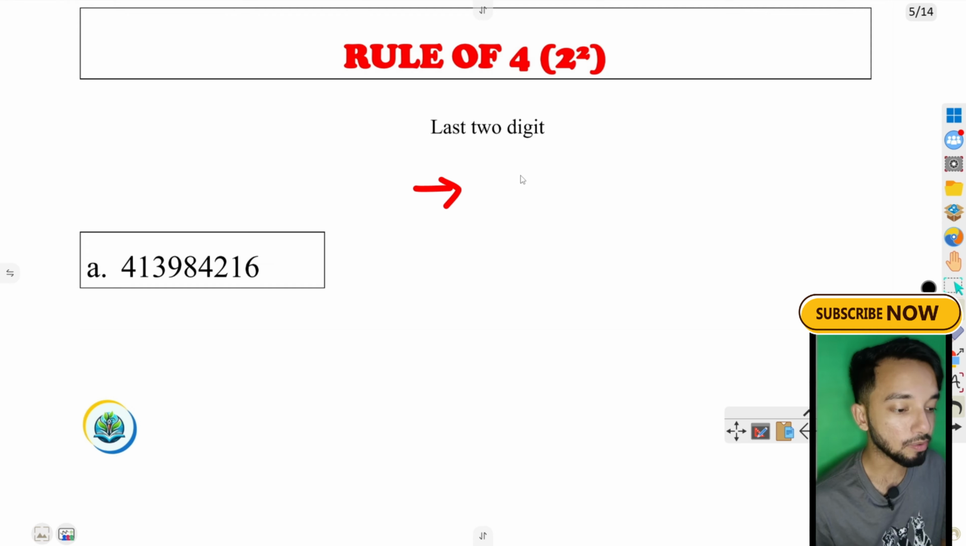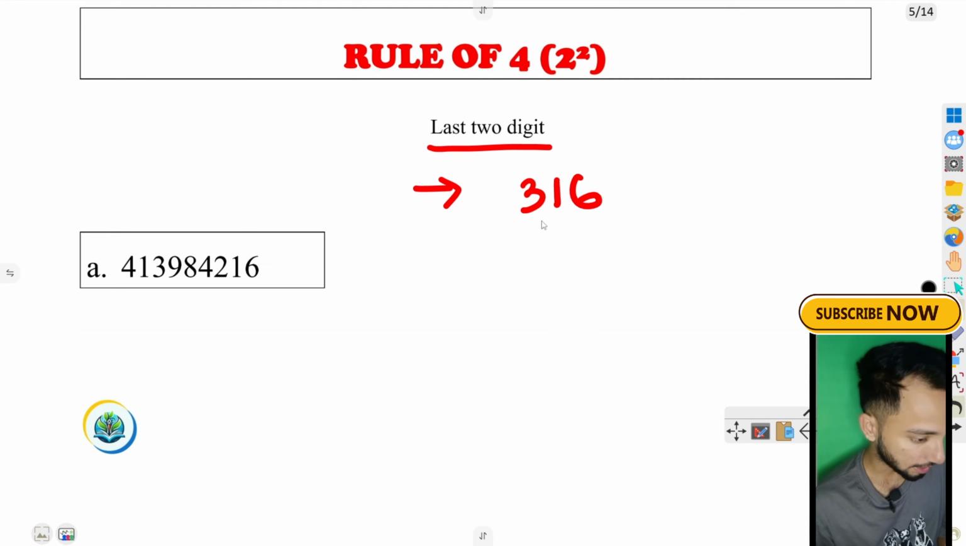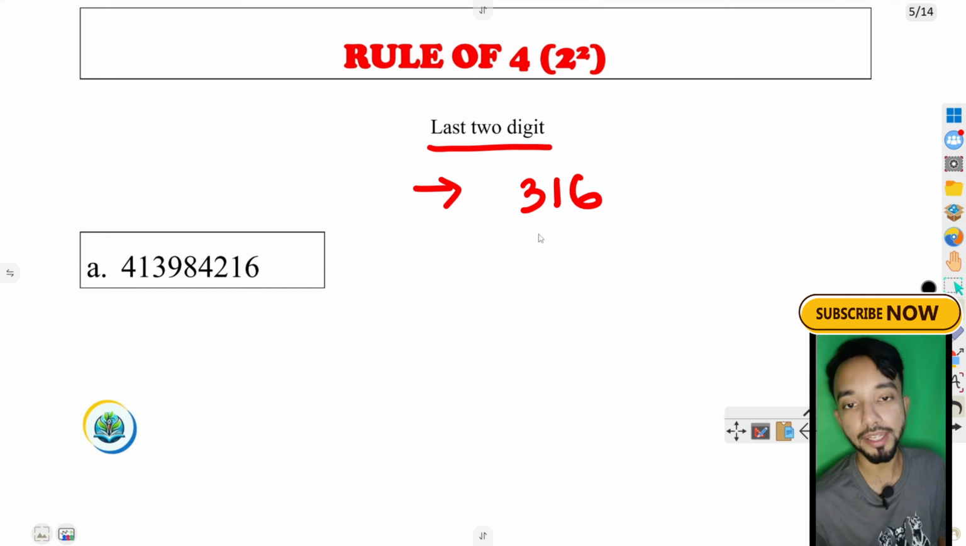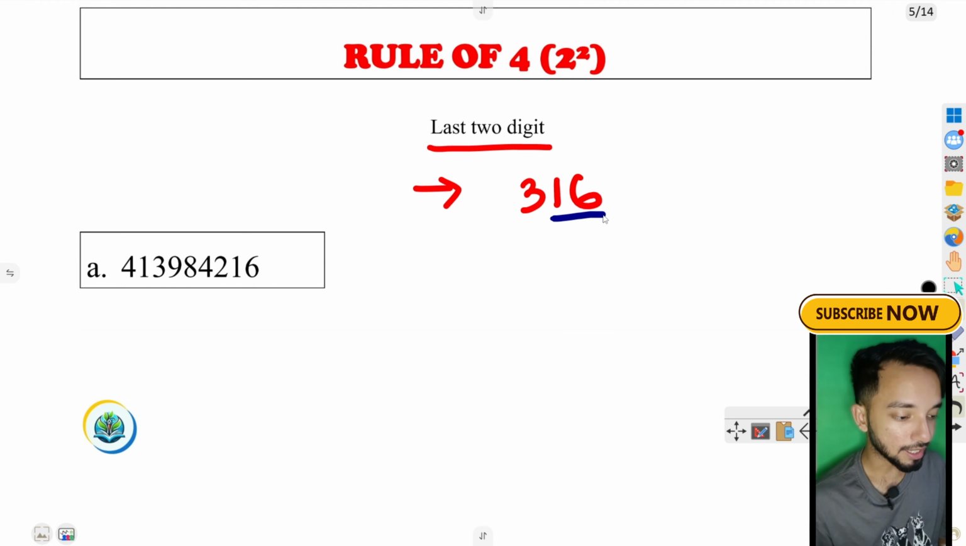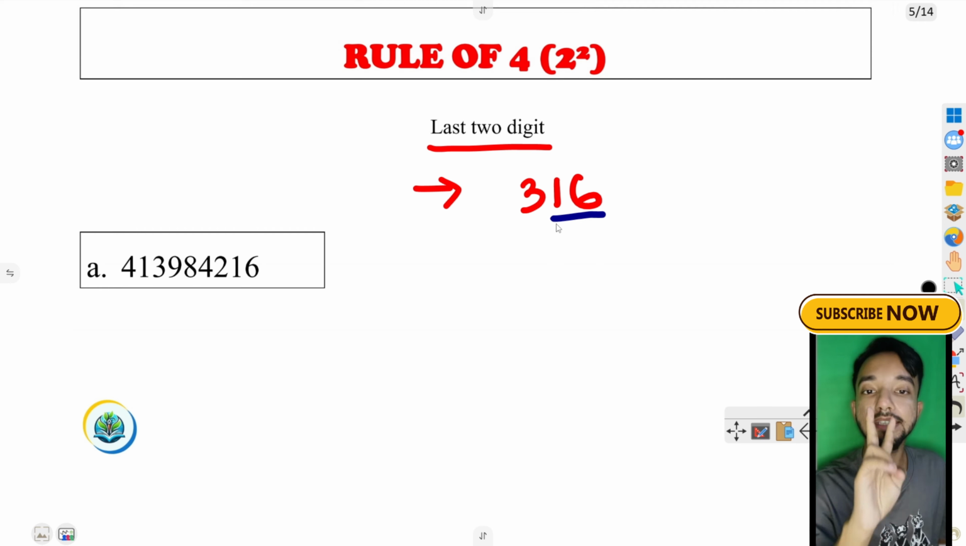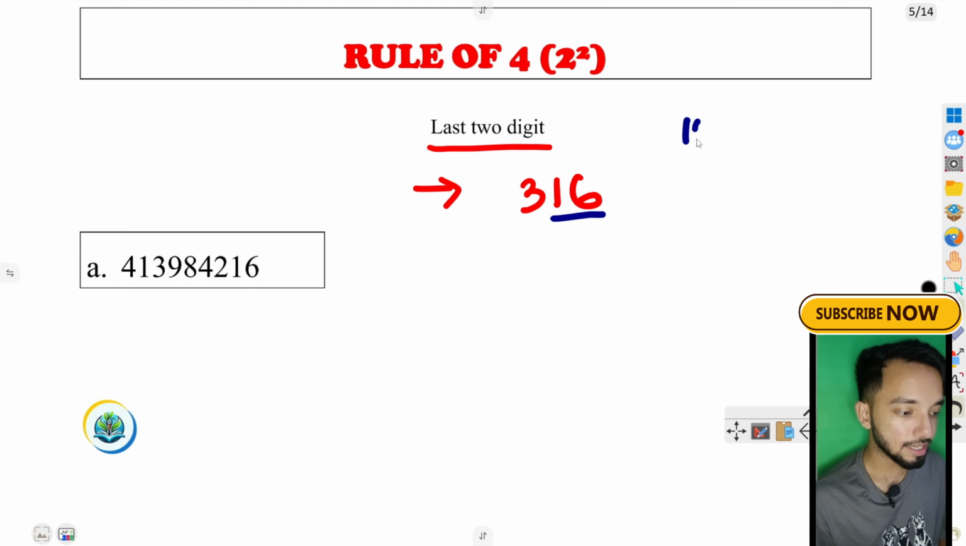We know that for the rule of 4, we need to check the last 2 digits. Suppose I have the number 316. We need to check whether this 316 is divisible by 4 or not. For that, we need to check the last 2 places, that is 16. Is 16 divisible by 4?